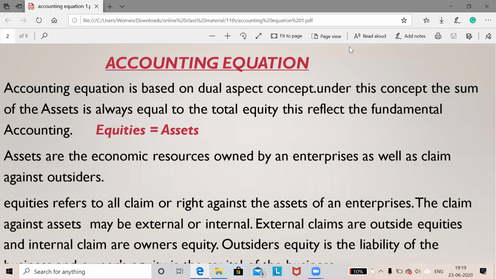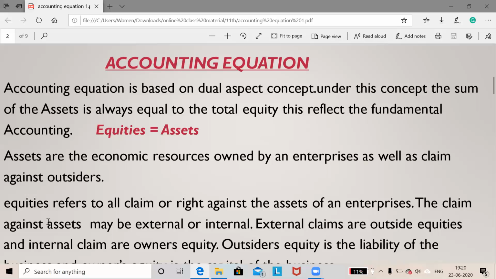Accounting equation. The accounting equation is based on the dual aspect concept. Under this concept, the sum of assets is always equal to total equity. The total equity means owner's fund, owner's capital. This reflects the fundamental accounting: the equities are equal to assets. The equity means owner's capital. The assets are the economic resources owned by an enterprise as well as the claims against it.